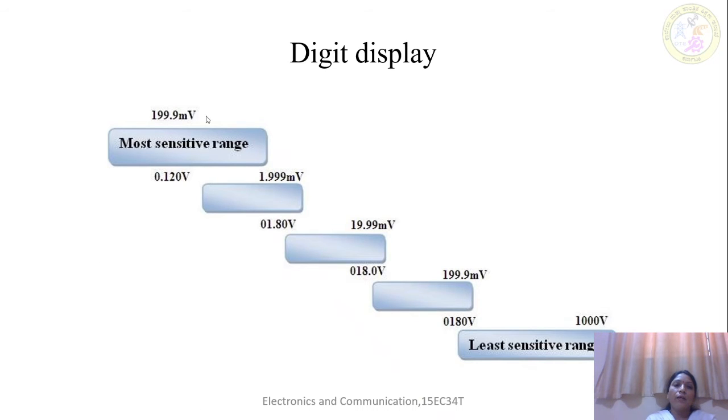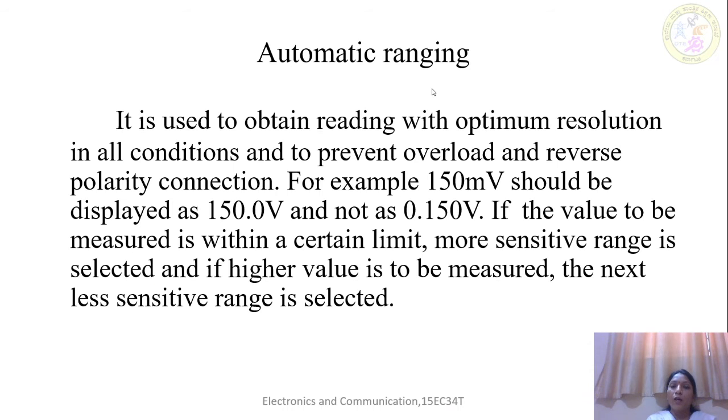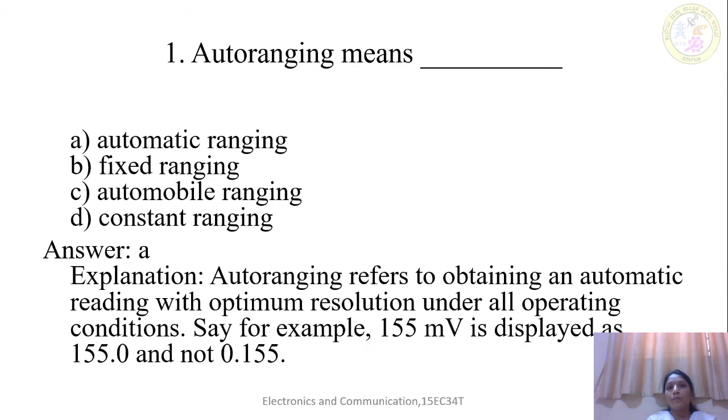So 199.9 millivolt, 1.99 millivolt. So next, this is the most sensitive range. This is the less significant, least sensitive range. So like this, the digit display will be displayed in automatic ranging.